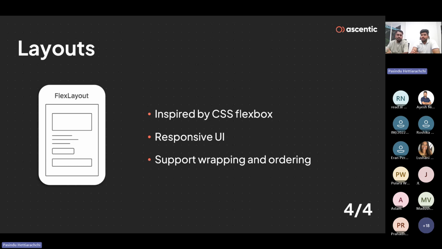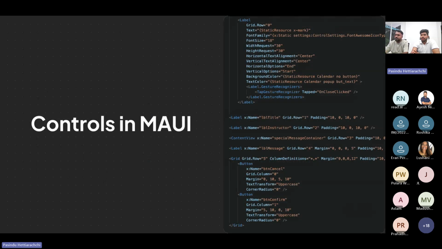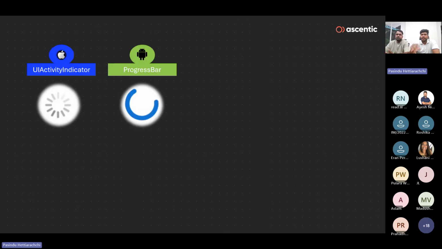So now we will talk about controls in MAUI. At this point, we have talked about pages and layouts. If you can remember the UI hierarchy, we have completed pages and layouts. Now we are going to talk about the controls in MAUI. Here we have two examples.